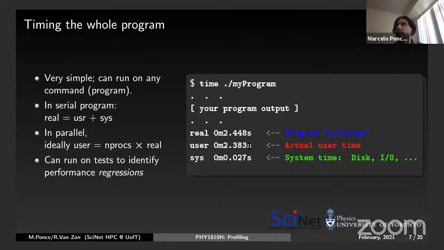So this allows you to discriminate between the actual time that your program was running versus the offload of some operations to the operating system. Now, in addition, or related to that, is also the sys time. That is what is called system time. And this refers mostly to input-output operations. So disk access, input-output, those kinds of things.